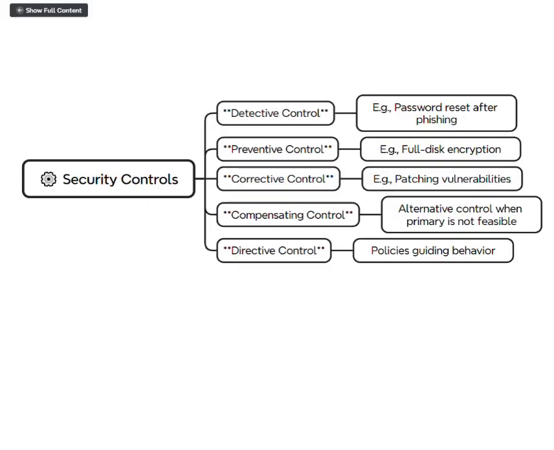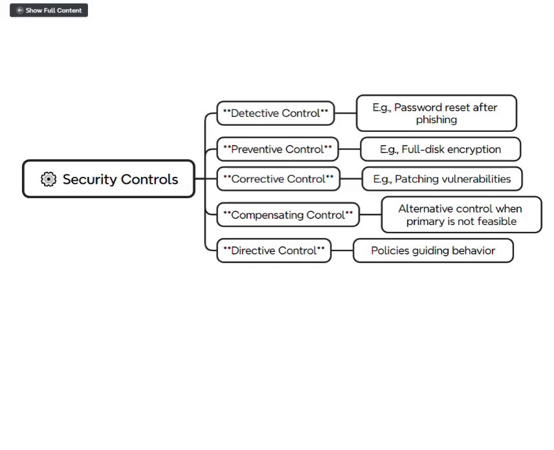Security controls. Security controls are the different tools and rules used to protect the system. A detective control is something that kicks in after a problem has happened, like changing a user's password if they've been phished. It doesn't stop the attack, but it helps clean up after the fact and alerts you that something went wrong. Preventive controls, on the other hand, are all about stopping problems before they start, like using full disk encryption to protect data in case a laptop gets stolen.